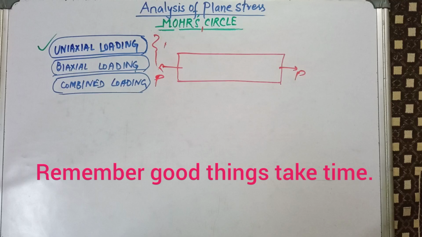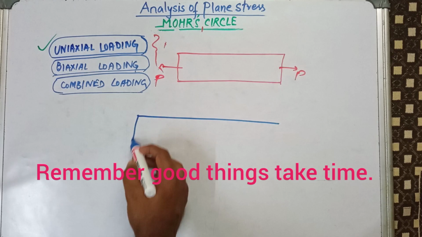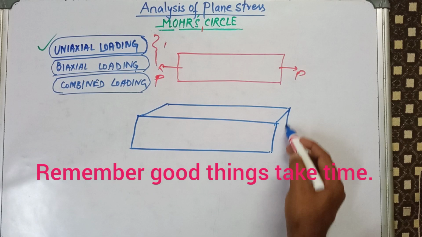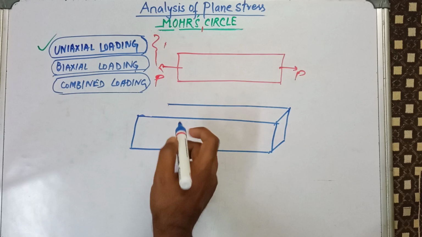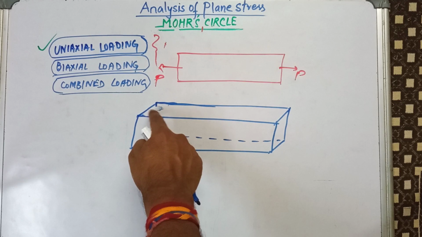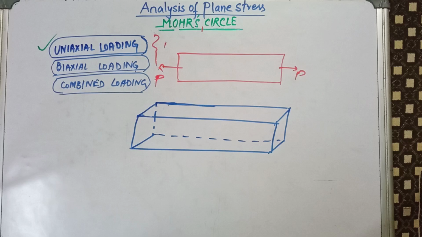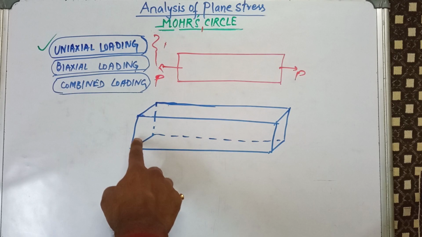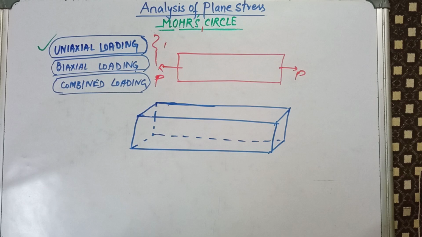Let me draw the three-dimensional view to make things easier for you. This line will also be dotted, isn't it? Okay. So, this will also be dotted. Okay. Now, if you observe, now if I suppose ask you to write the stress induced.